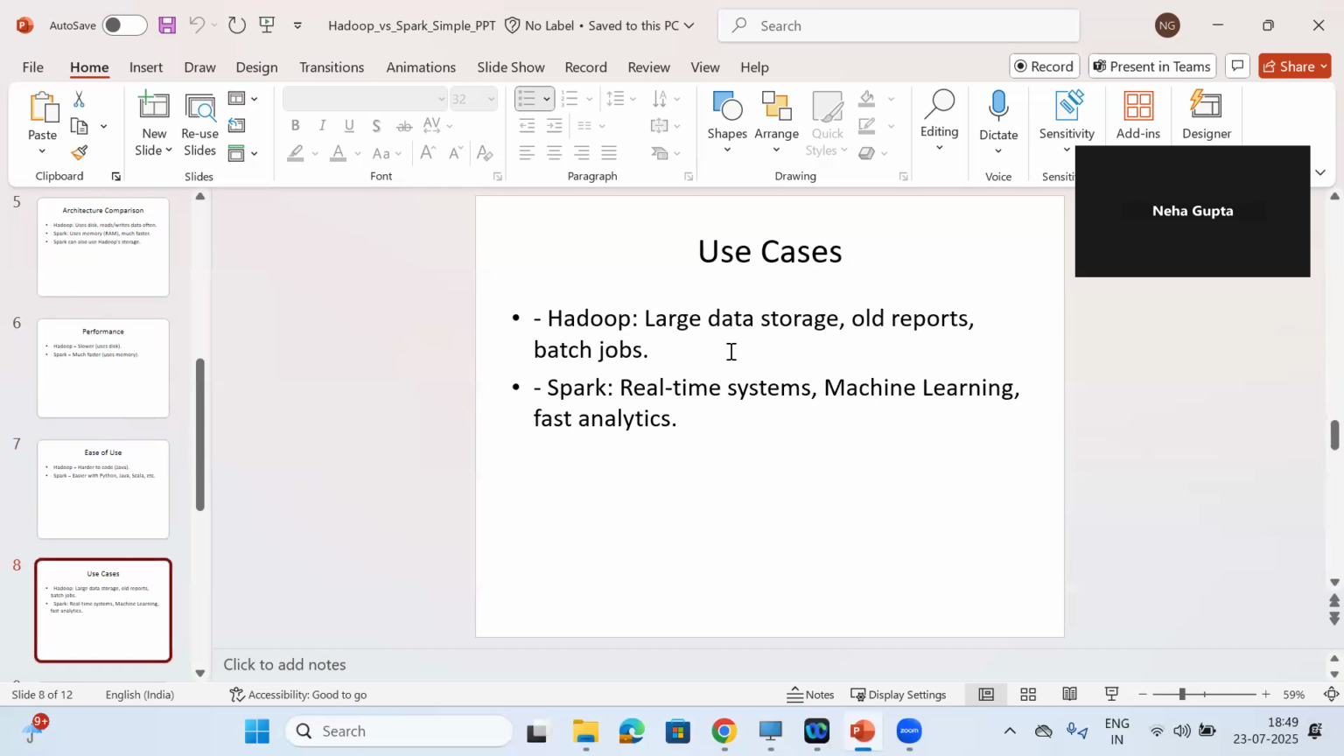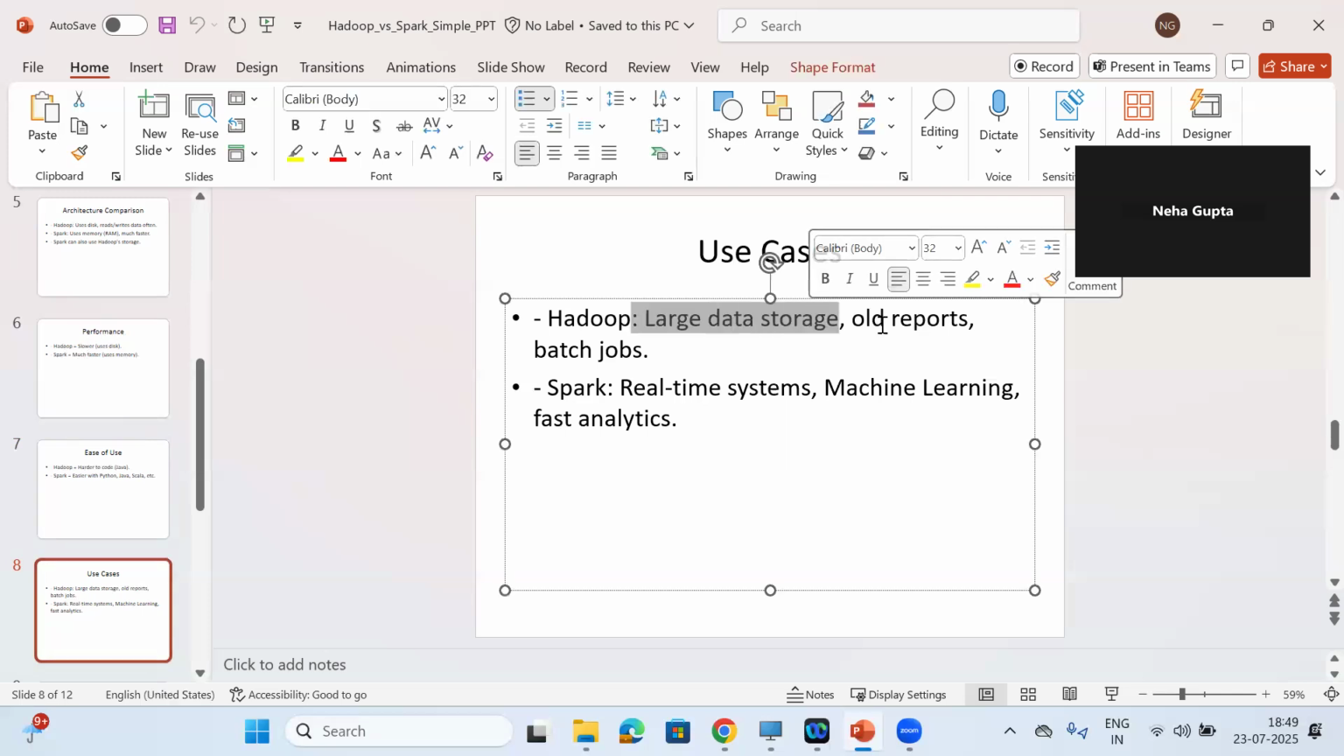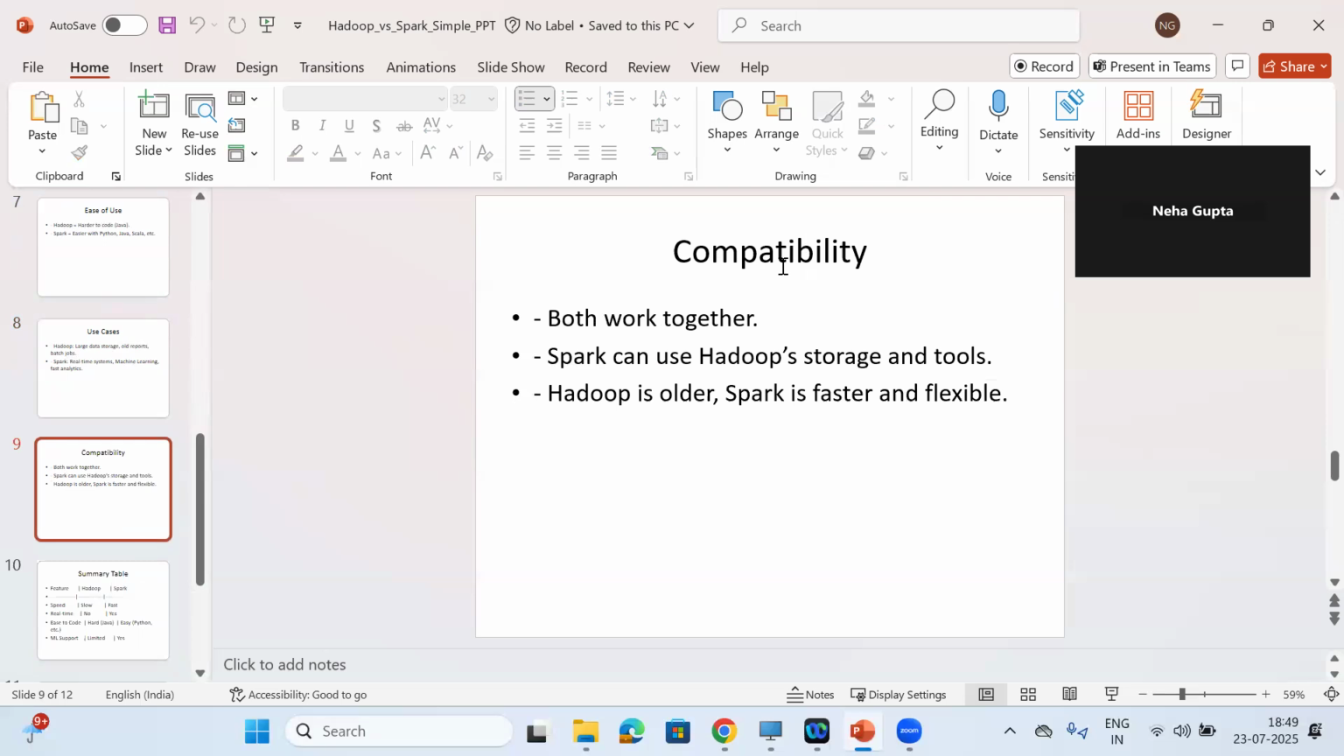Let's understand the use cases. Hadoop: large data storage, old reports, batch jobs. Hadoop stores the data. Spark: real-time systems, machine learning, fast analytics. Compatibility: both work together. Spark and Hadoop can work together. Spark can use Hadoop storage and tools. Hadoop is older, Spark is faster and flexible.